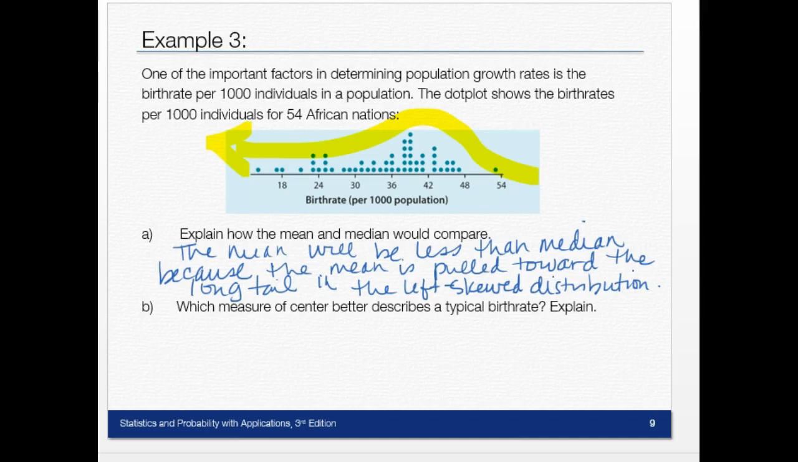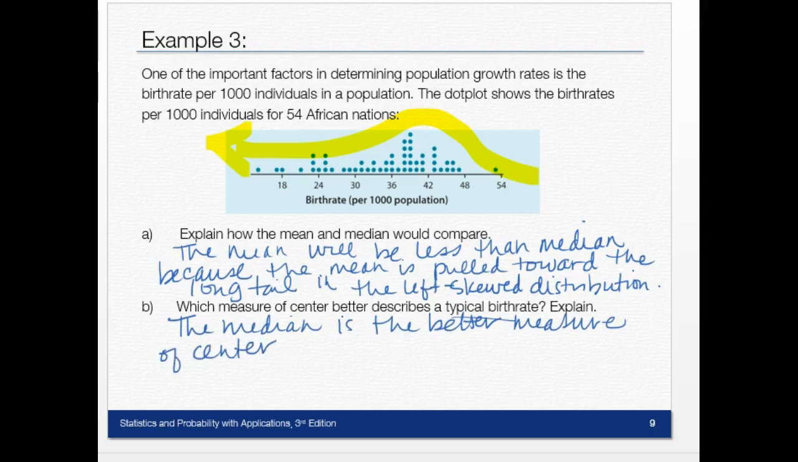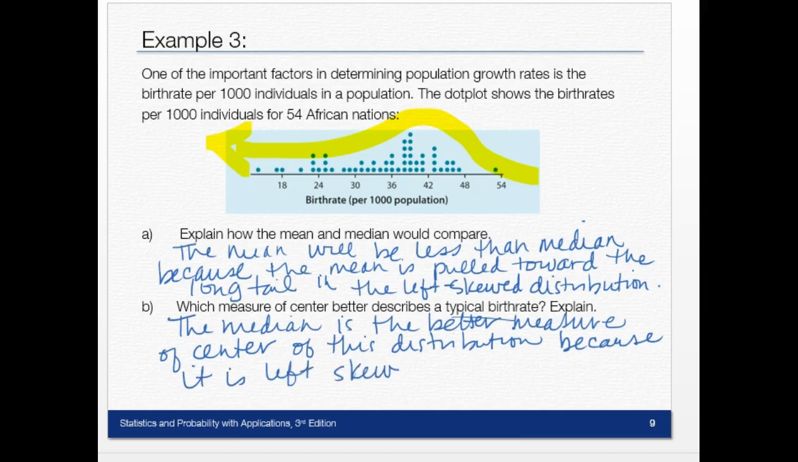Now, which measure of center better describes the typical birth rate? Well, because it's skewed, we have to use median. The mean is non-resistant. Okay? That's it. The median is better. Median is the better measure of center of this distribution because it is left skewed. All right? So hopefully that makes a little sense. Mean and median, you got to know when and how to use them for measures of center.